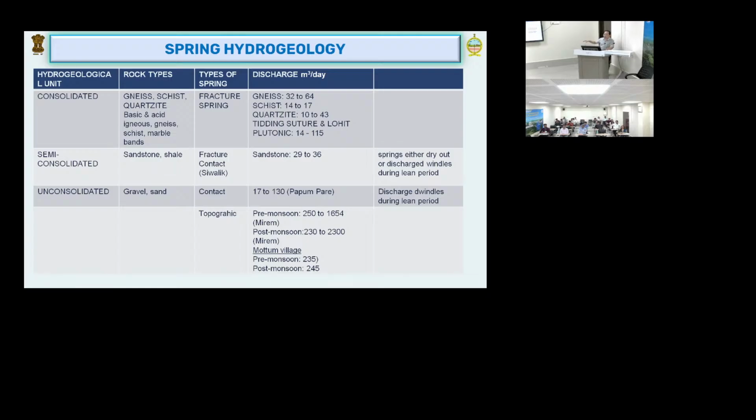So this study was carried out by my senior officer during 2013-14. And semi-consolidated formations like sandstone and shale, and unconsolidated formations like gravel and sand. In unconsolidated formations, mainly contact type springs occur, as I've shown earlier: a gravel bed and then a clay sealed bed, in between those two zones.